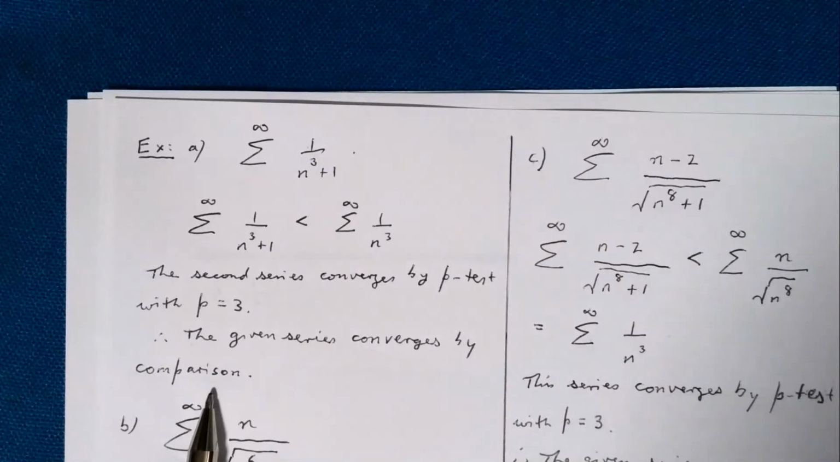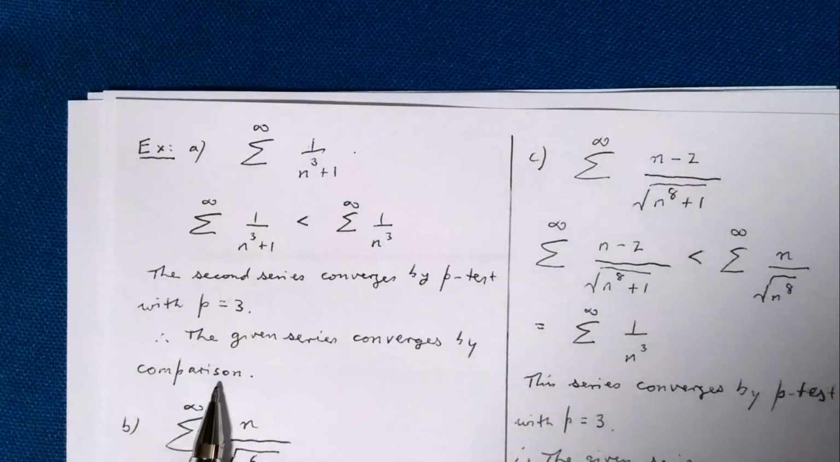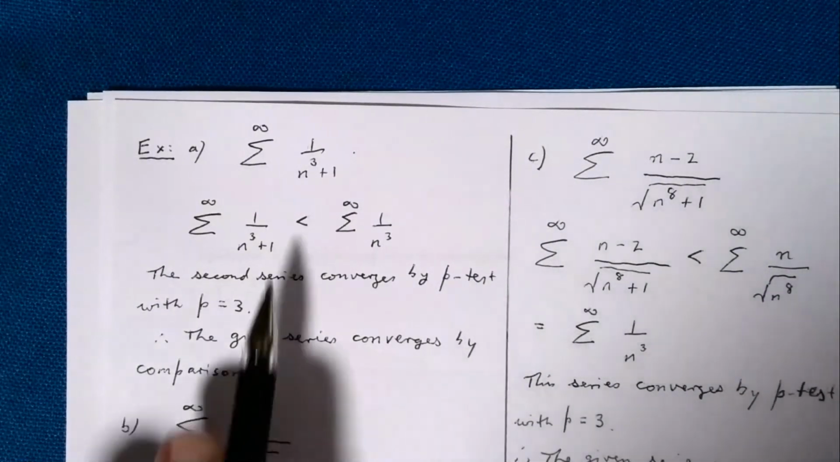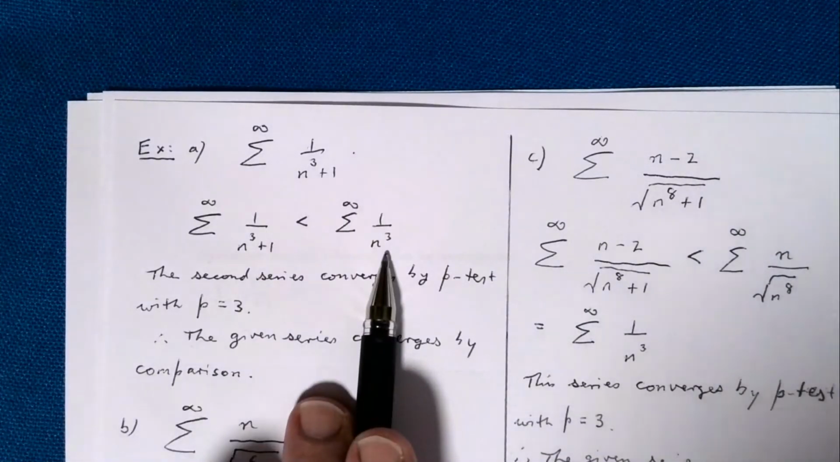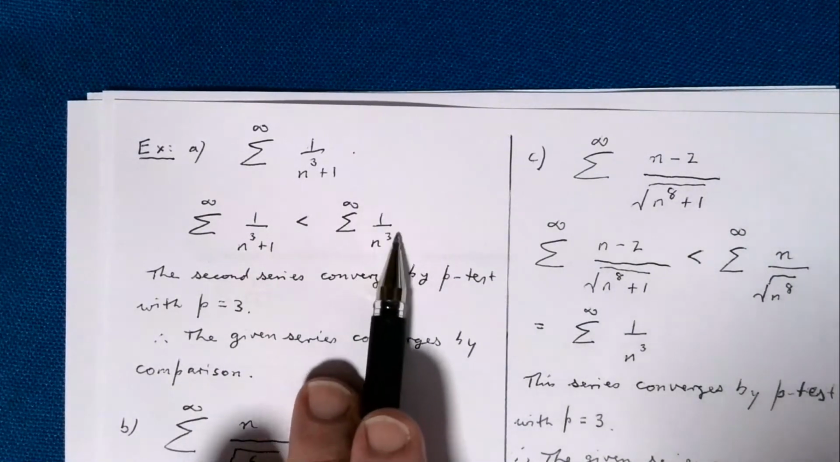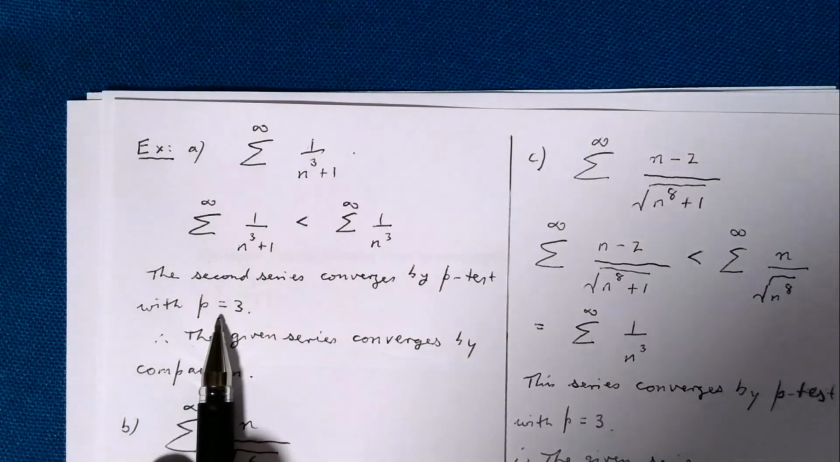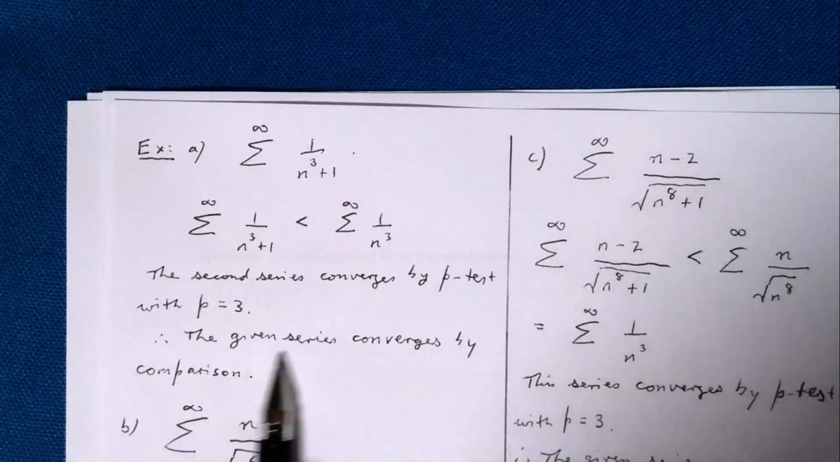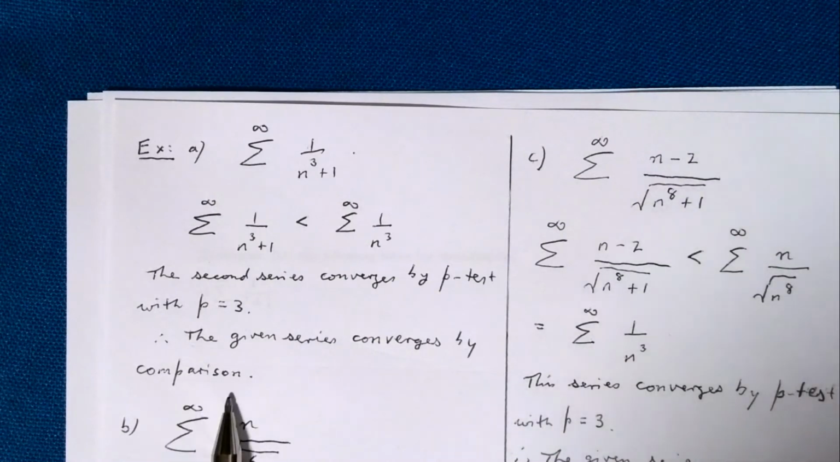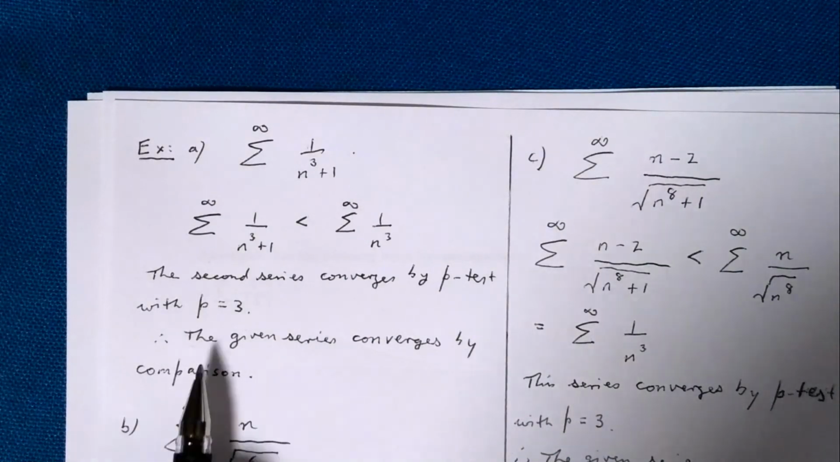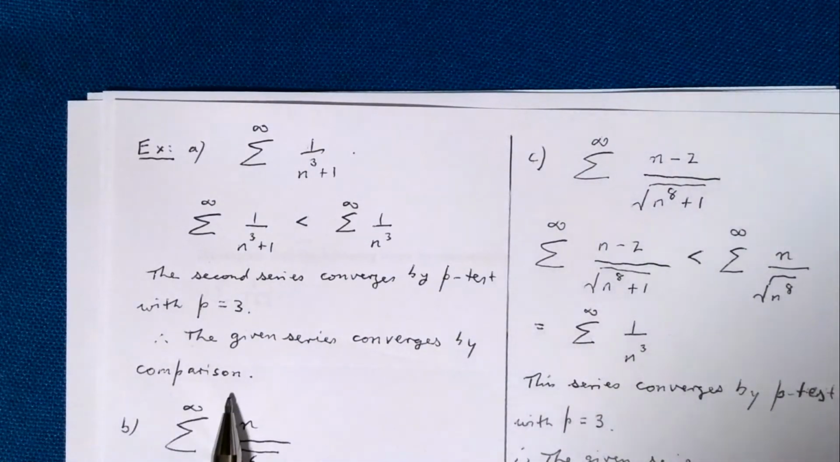Now that's the way you'll set these out. That's the sort of language you use. You compare the given series with one of the p series, decide whether this converges or not. This one does because p is 3, and then we can conclude that the given series converges by comparison. And you've got to write out all the English here when you're doing these problems.